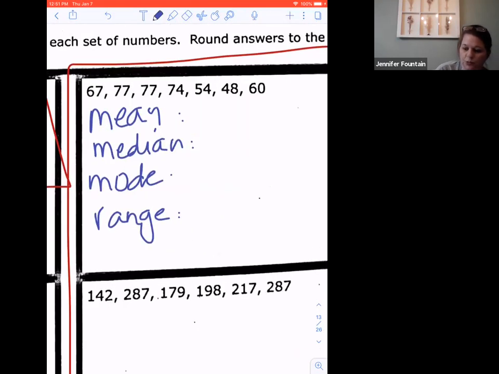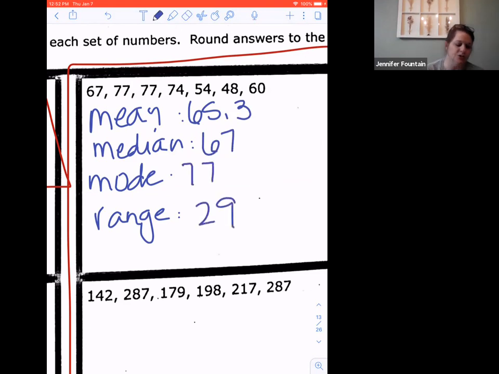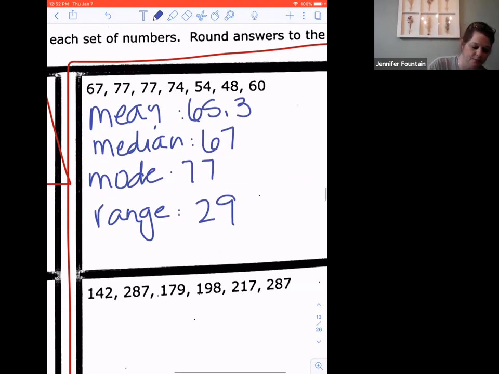So for this first one, my mean is 65.3. My median is going to be 67. My mode is 77. And the range is 29. Any questions on either part of that problem? All right, let's look at the next one.